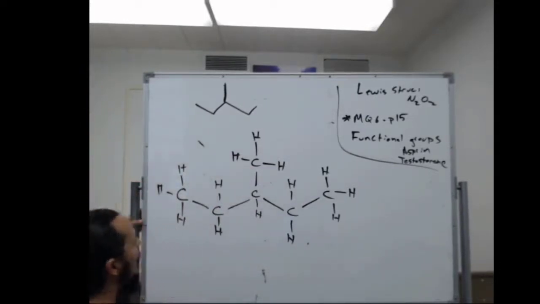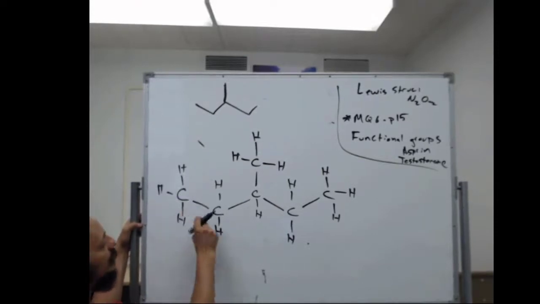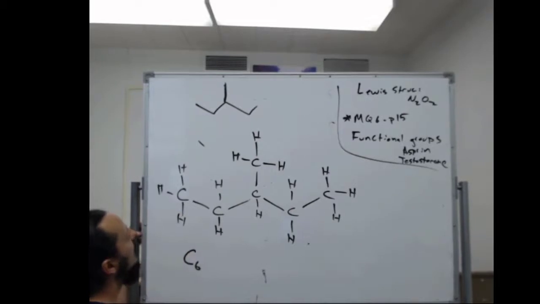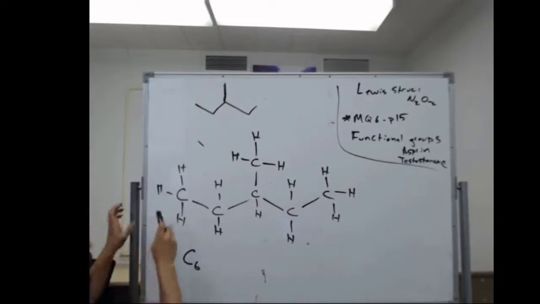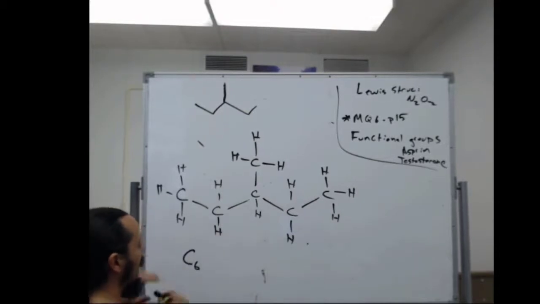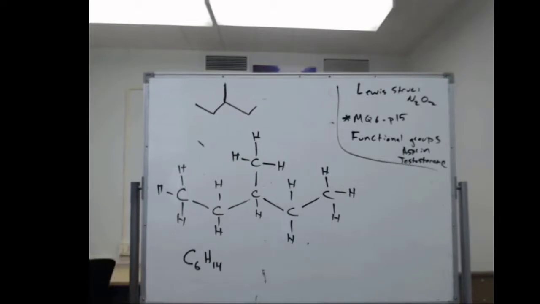So now let's go ahead and count. 1, 2, 3, 4, 5, 6 carbons. So we'll call that C6. And then we'll count our hydrogens. 3, 6, 9, 10, 11, 12, 13, 14. So that one, A, should be C6H14. Any questions about that?